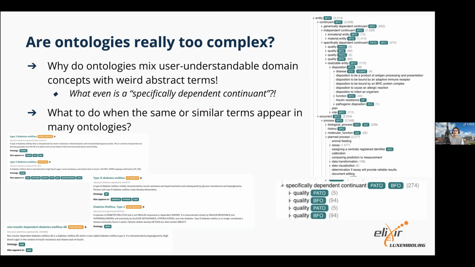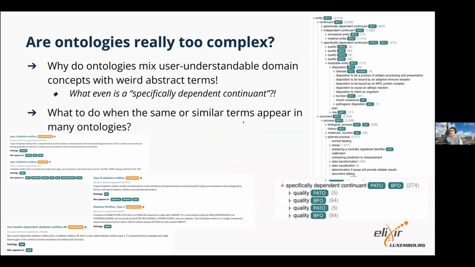Some of the main complaints I often see is, why do ontologies mix terms users understand with weird abstract things? Like if you look over here, you might see animal feeding, calibration. Yeah, I sort of understand these terms without any massive specialist knowledge. Data visualization and data transformation. Yeah, I know what those are. Disease. Yeah, I know what a disease is. But what on earth is a specifically dependent continuant?